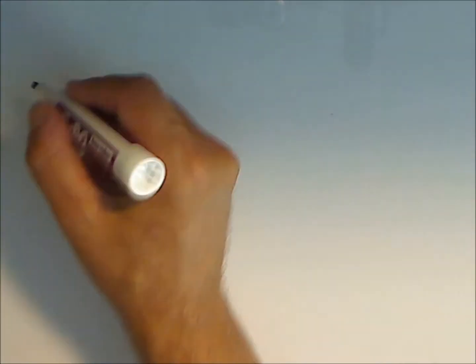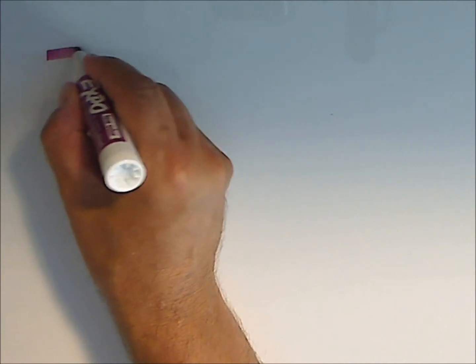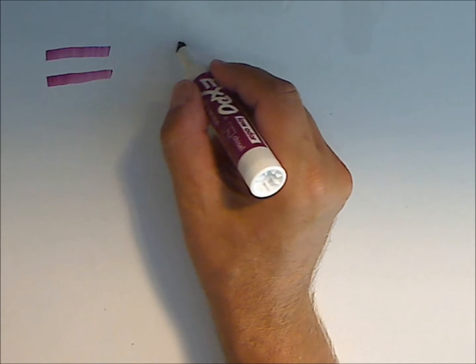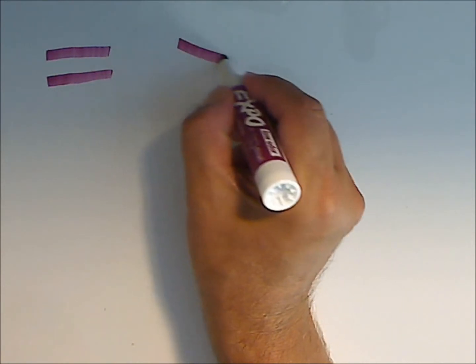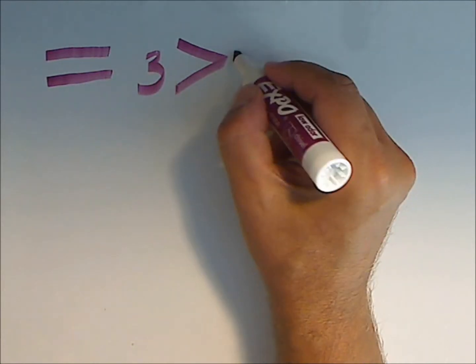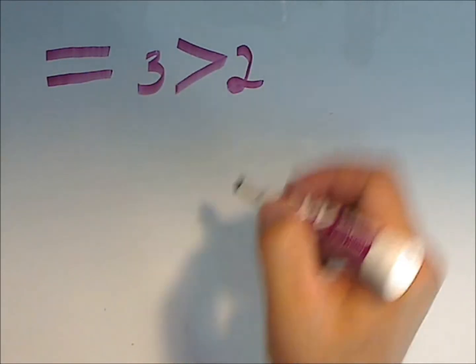Welcome to how to read inequality symbols. The most common symbol you're used to is the equal sign, but we also have a couple other symbols. We have greater than, as in 3 is greater than 2.